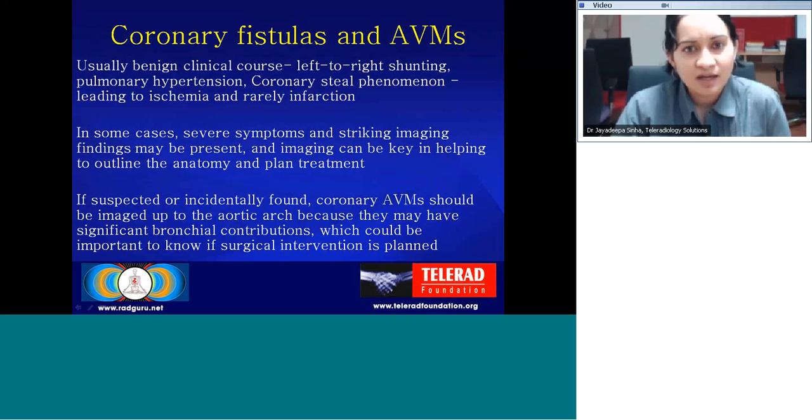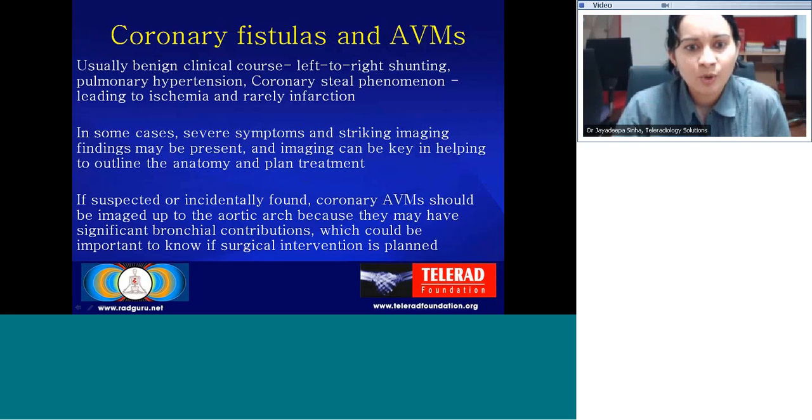Usually, they have a benign clinical course. They're symptomatic because of their left to right shunting, later on developing pulmonary arterial hypertension. Coronary steal phenomenon is well known, which typically leads to ischemia and rarely infarction. In some cases, severe symptoms and striking imaging findings can be present. And imaging is basically used to outline the anatomy and to help plan treatment.